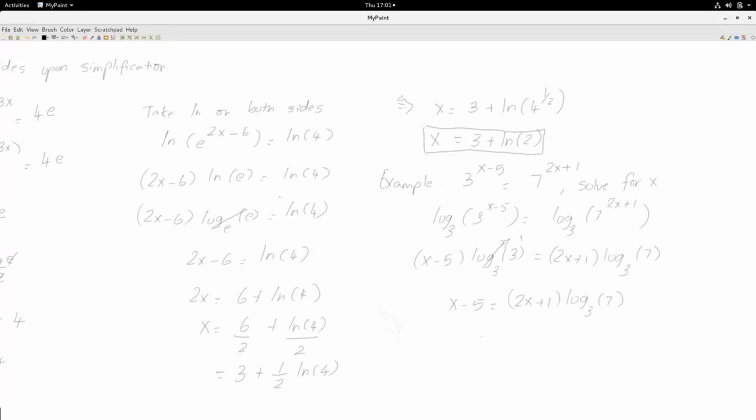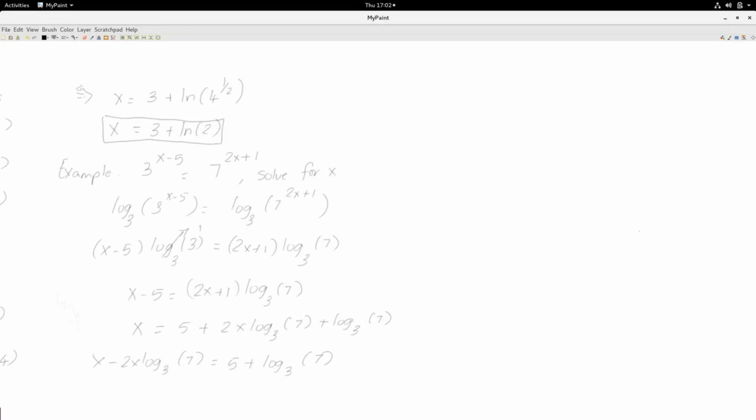So we can move the 5 to the other side. So x would be equal to 5, and distribute, and get 2x times log base 3 of 7 plus log base 3 of 7. Now move the x's to one side, we will get x minus 2x log base 3 of 7 equals 5 plus log base 3 of 7. We have x's in common, so we can actually pull the x out on the left hand side. That would give us x times 1 minus 2 log base 3 of 7 equals 5 plus log base 3 of 7.